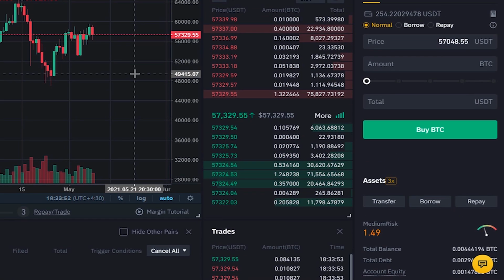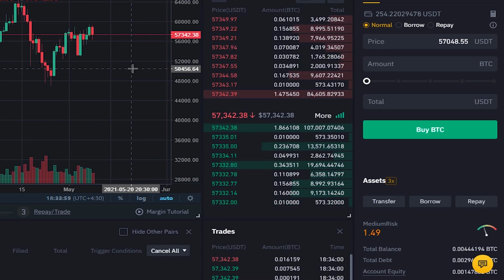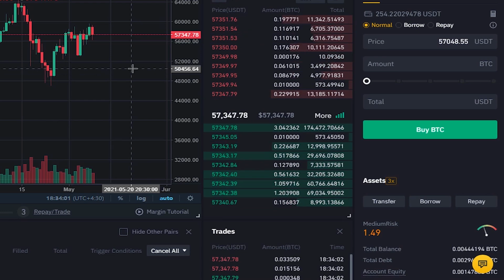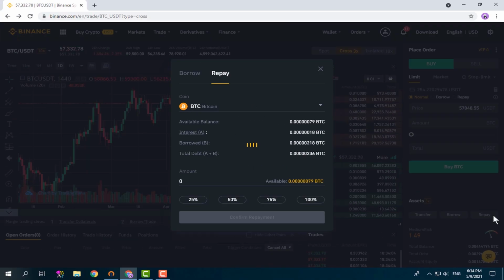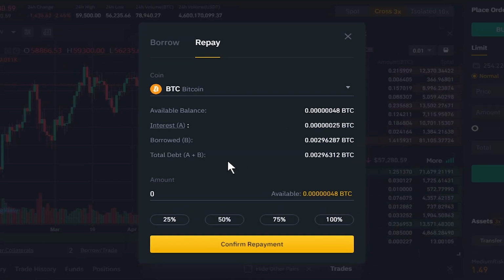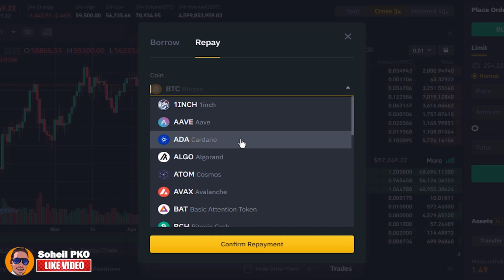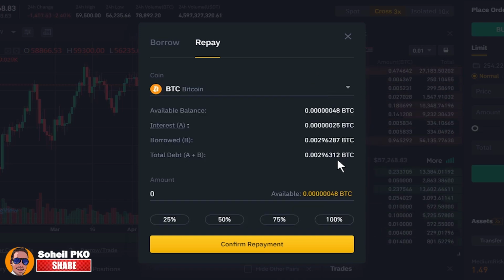In the case that you also have other debts or you are trading in other coins, to know how much you must buy for repaying, you can click on repay here to see your total debt in BTC or any other coins that you borrowed and now want to repay. So we must buy 0.0029 BTC to repay our debt.